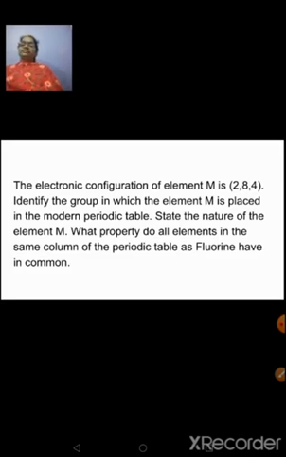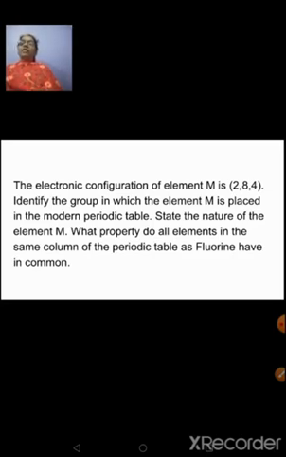Okay, now see, look at this question. The electronic configuration of element M is 2, 8, 4. Identify the group in which the element M is placed in the modern periodic table. Also state the nature of the element M.